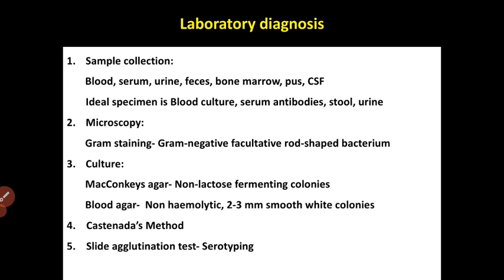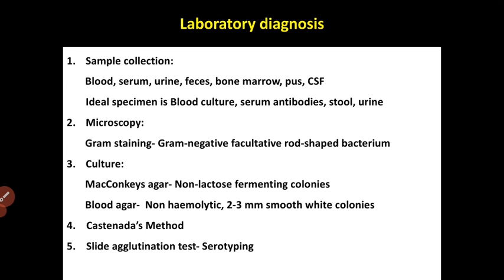Let's see laboratory diagnosis. Sample collection. Samples are collected like blood, serum, urine, feces, bone marrow, pus, CSF. Ideal specimens are blood culture, serum antibodies, stool and urine. Okay. Microscopy. Gram staining. What happens? Gram negative facultative rod shaped bacteria are seen under the microscope. Okay. Culture. On MacConkey's agar non-lactose fermenting colonies are seen. On blood agar non-hemolytic 2 to 3 mm smooth white colonies are seen. Understood? I'll show you the images.